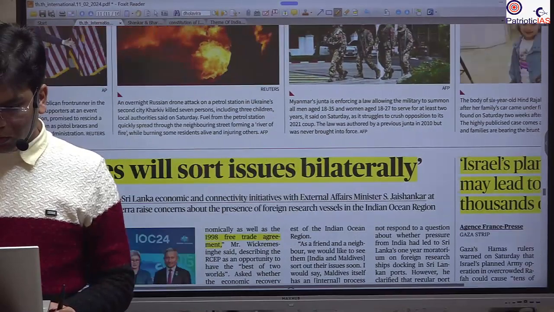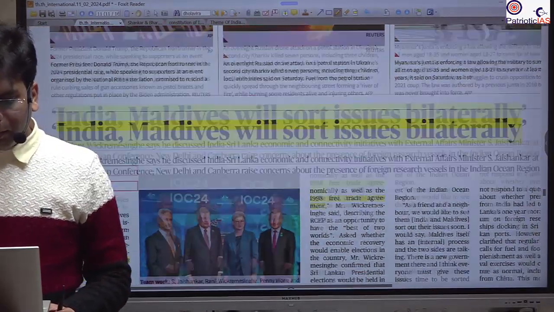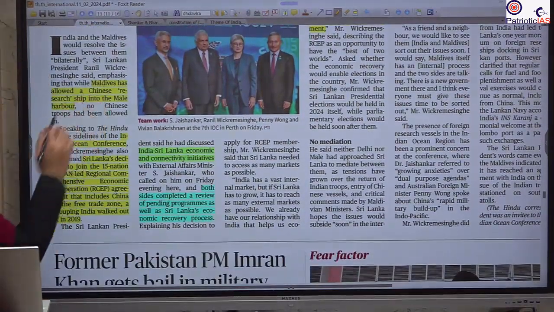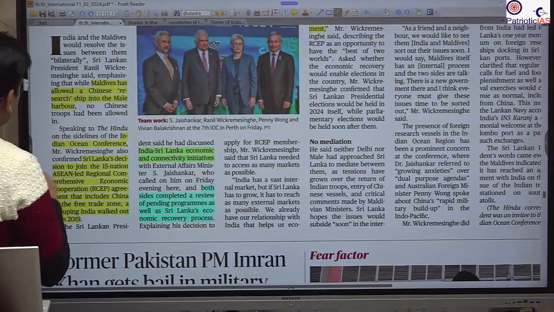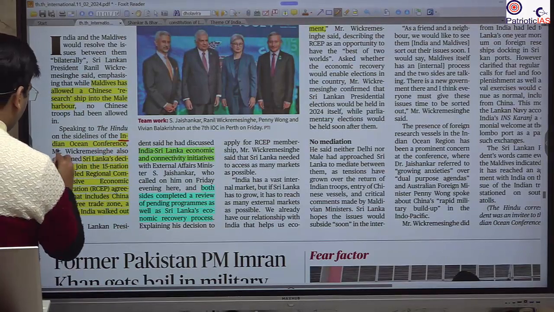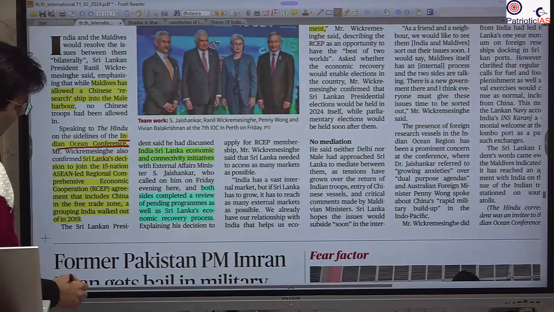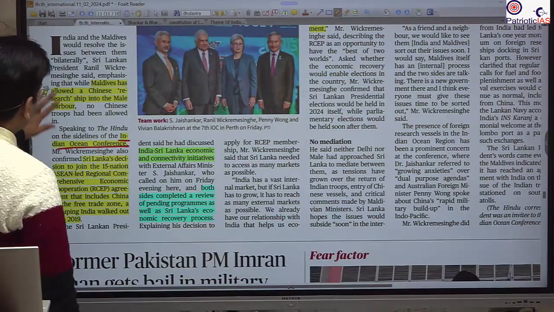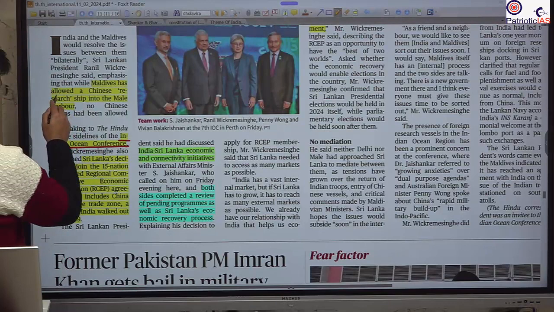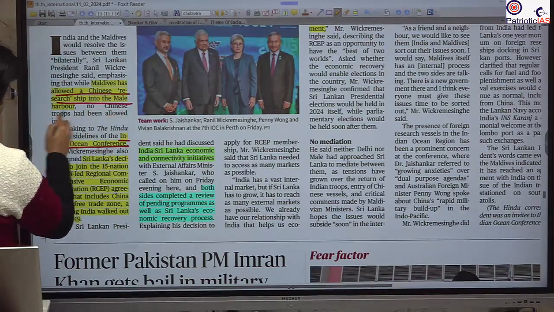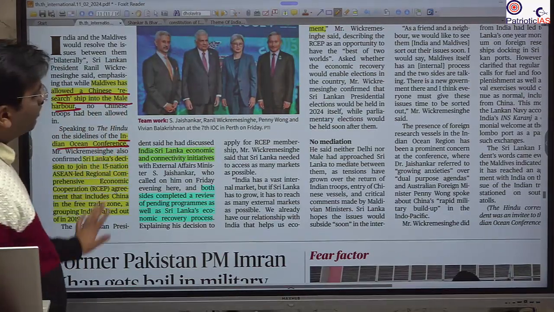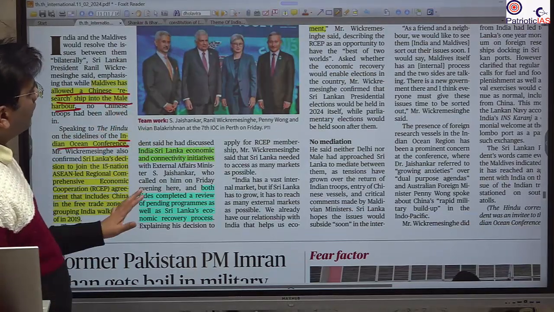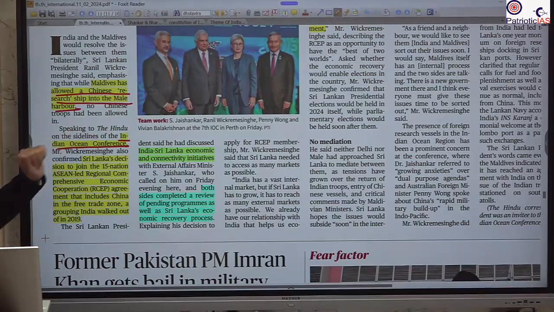This is with respect to India-Maldives relations. Recently we saw that our External Affairs Minister joined the Indian Ocean Conference, and it was joined by Sri Lanka as well as other countries. Here we talk about how the Maldives has allowed the Chinese research ship into the Malé harbor, and this is creating a threat not only for India but also for the other neighboring countries. The issue is being raised by Sri Lanka as well.